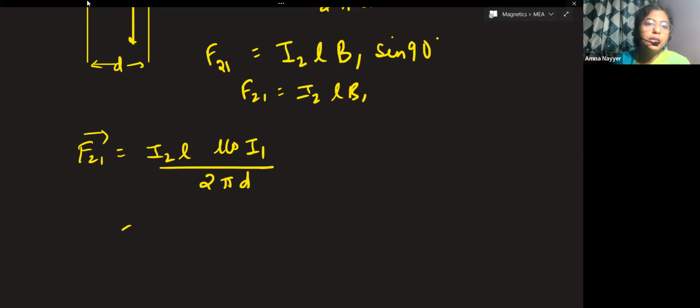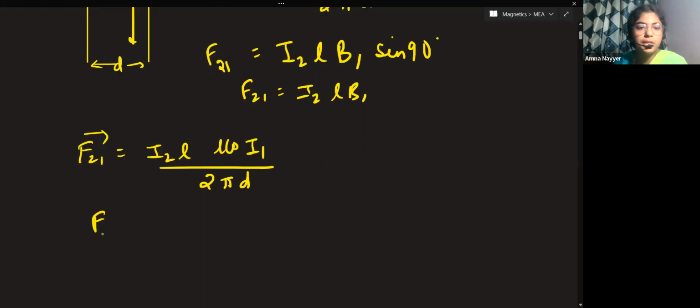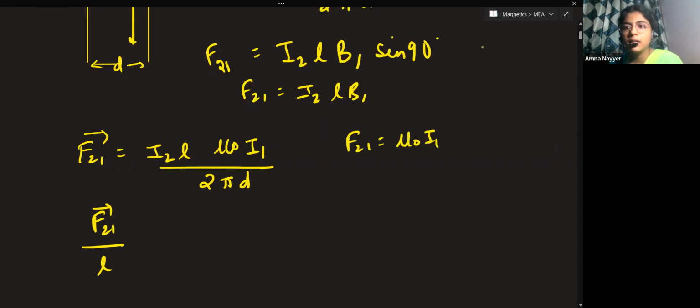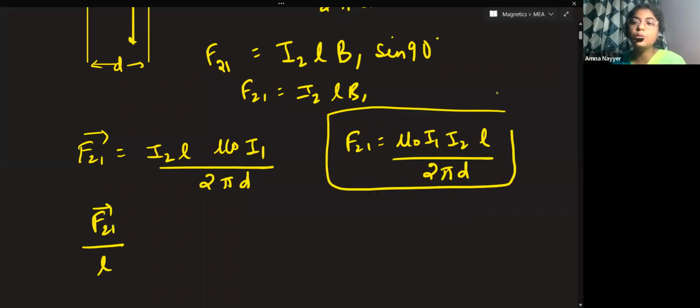Now, one more thing. If I bring this force, bring this length here, means F21 divided by... let me write this formula once again. This is mu naught I1 I2 L divided by 2 pi D. This is one of the formulas. That's it. This is the force on the second conductor due to the first one.